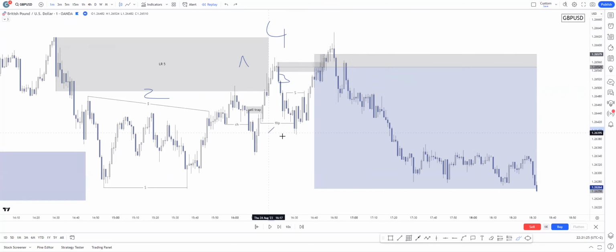Fifth one is the change of character, which was also a flip in this case. It did happen. It was a literally perfect V-shaped recovery after the 50% mitigation. So I had already 7 criteria. At this point right here, price wasn't coming from any opposite sided zone, so this would be my 8th criteria. The 9th one is the liquidity target.